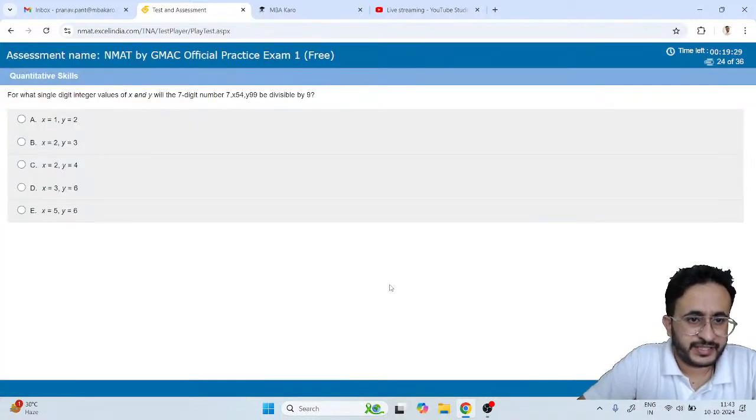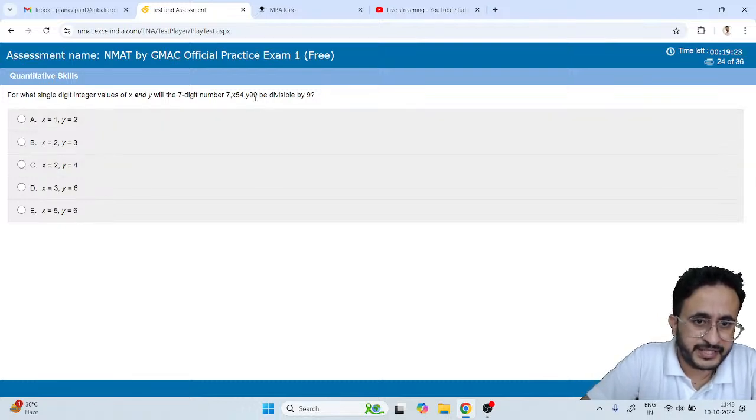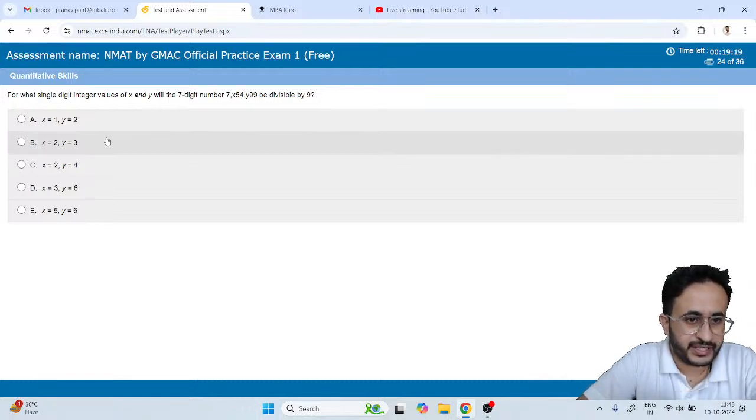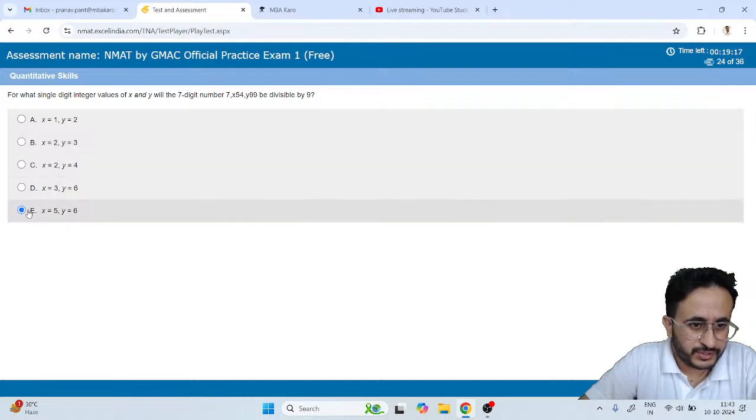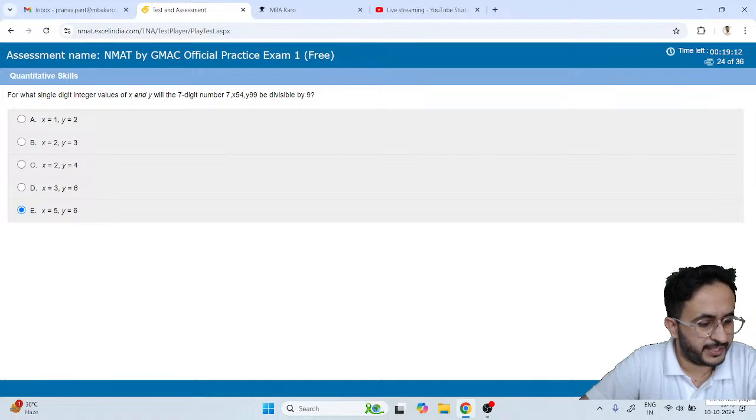What single digit integer values of x and y make the 7 digit number divisible by 9? Okay, so we need to check it is divisible by 9. 9 is 18, 27, 34. So the remaining 2 should be 2 or 11. Okay, so this is the value. Okay, so adding the digits should be divisible by 9.